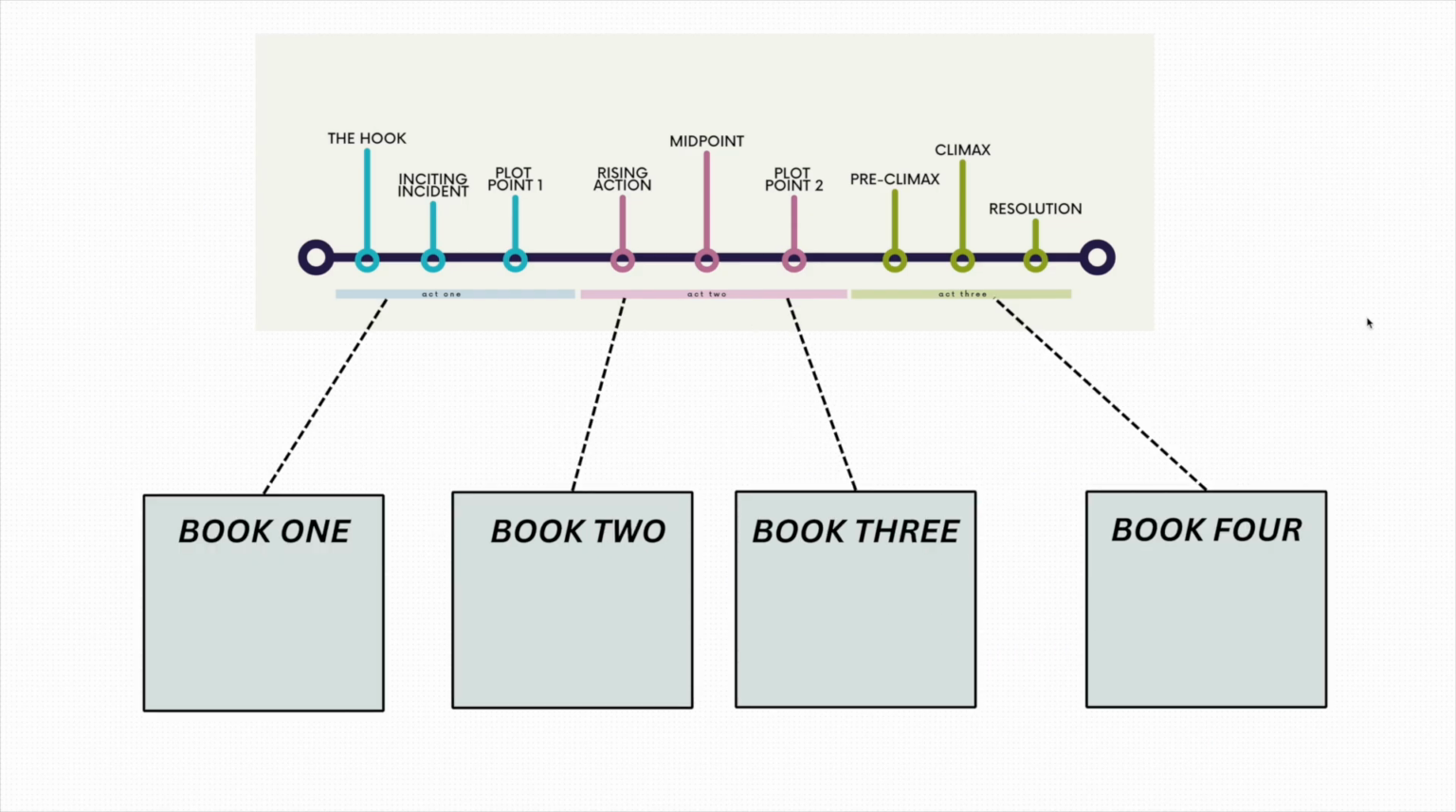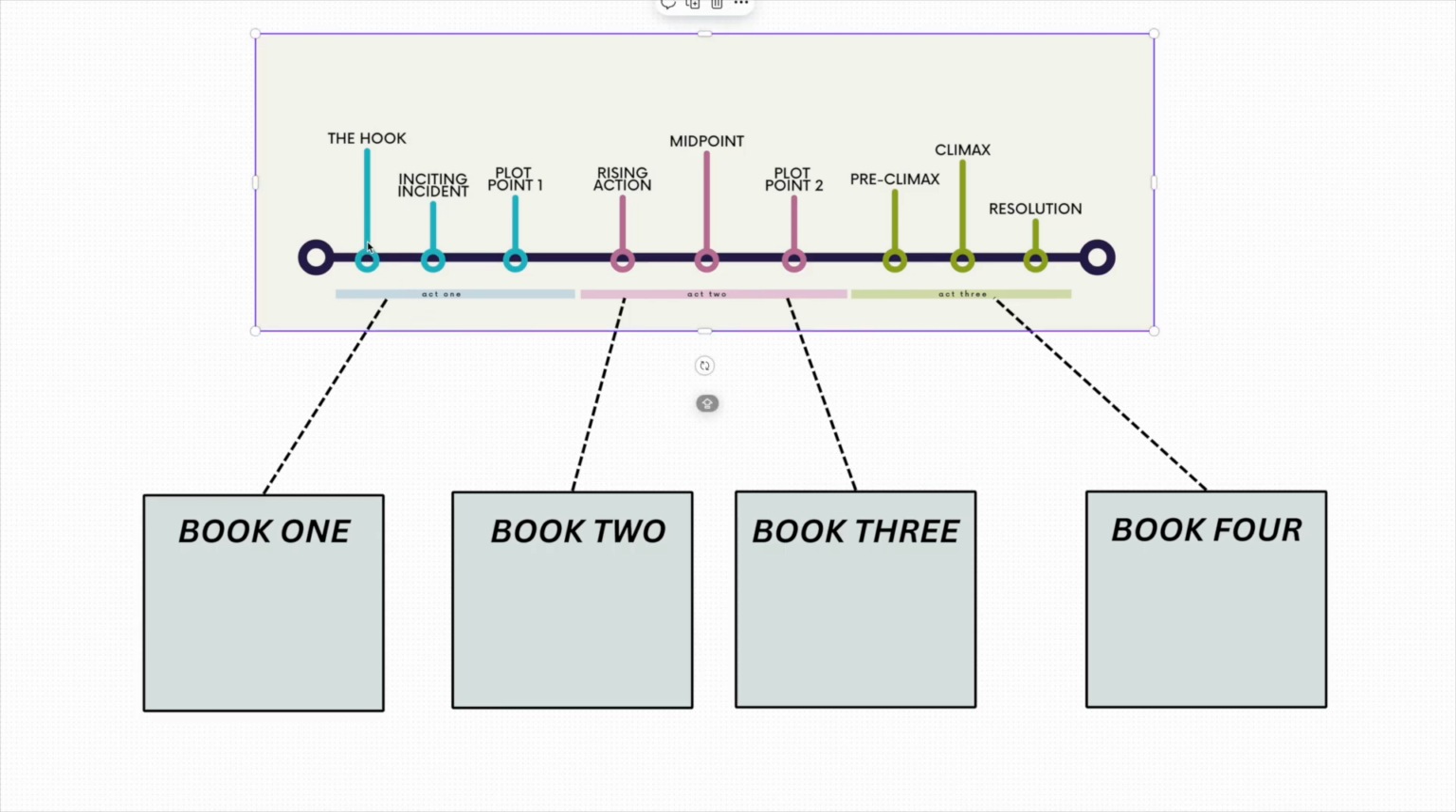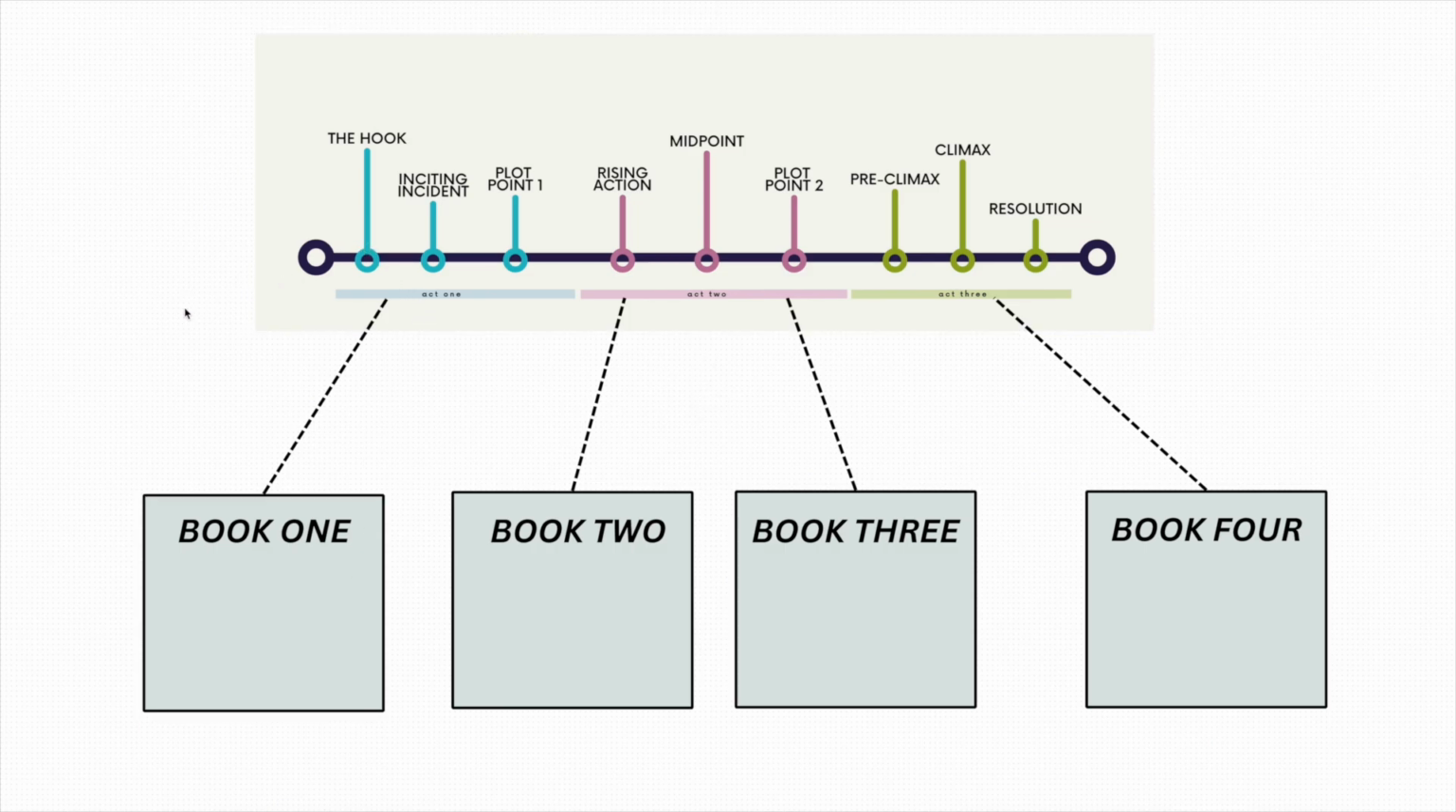When we're thinking of 4 books, it gets a little bit trickier. Book 1 is really going to just be the hook and the inciting incident. If we're looking at book 2, it's going to be plot point 1, as well as the rising action, and end with the midpoint. Book 3 is going to be plot point 2 and leading up to the climax.